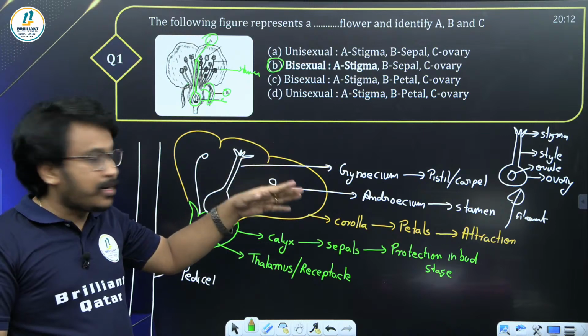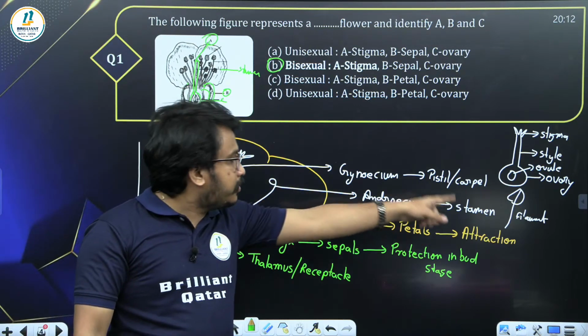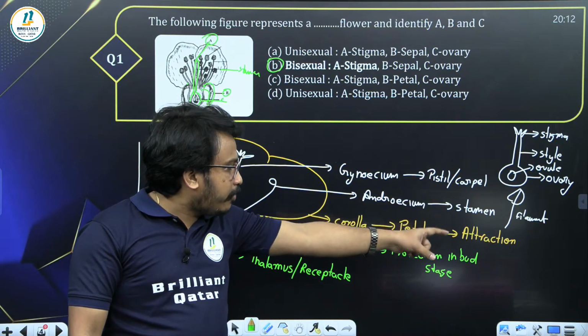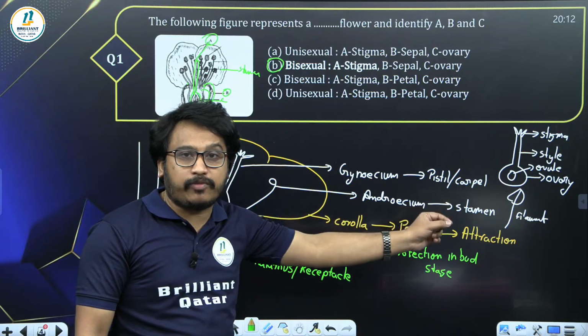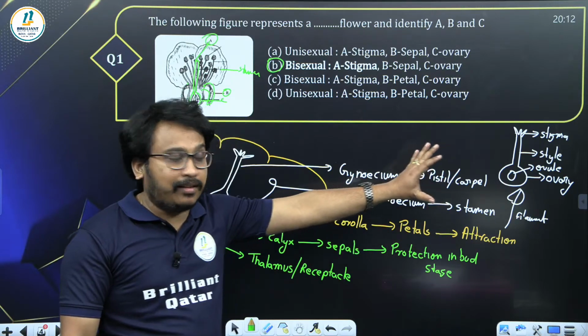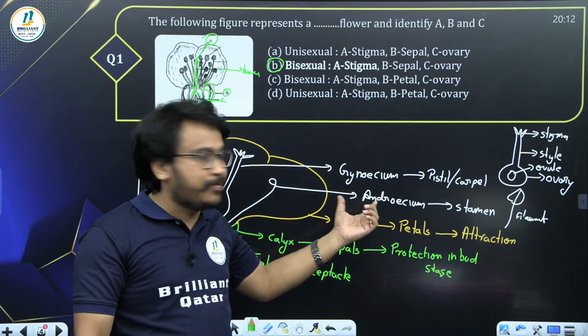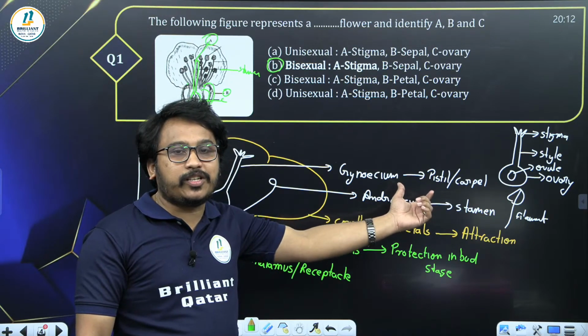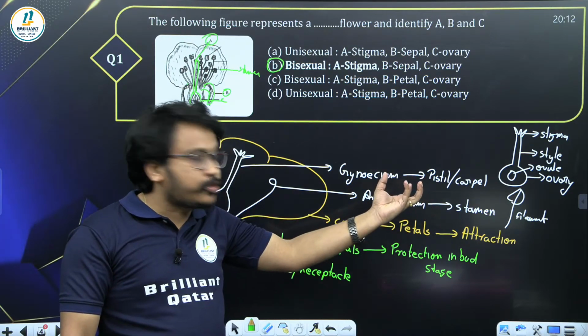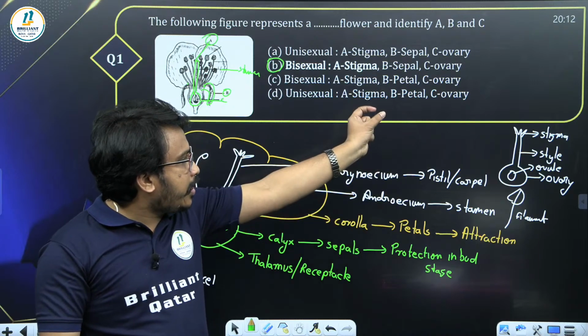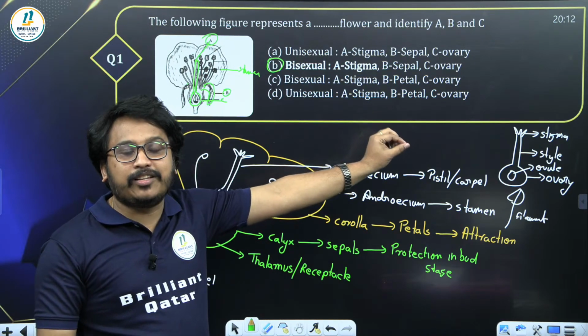Inner to that is the male reproductive part, the androecium. Single units are called stamens, with a thread-like structure called the filament and at the tip the anther. Then there is the female reproductive organ, the gynoecium. Single units are called pistil or carpel, where the swollen bottom is the ovary, the elongated part is the style, and at the tip there is the stigma.